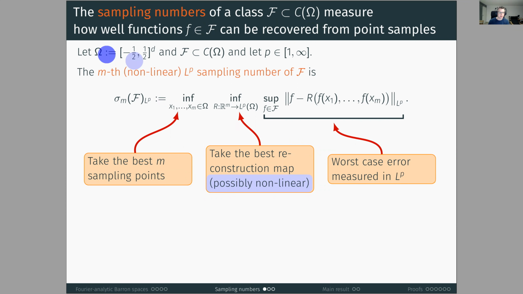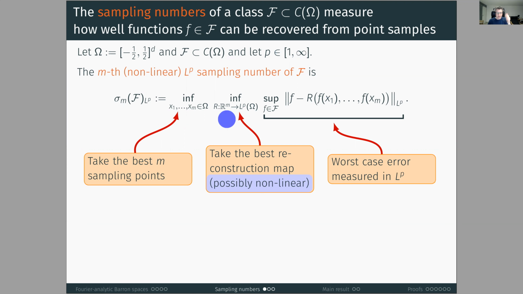We again work on the unit cube, and we have some known function class curly F of continuous functions on Omega, and we will measure the error in L^p for some p. And then the m-th nonlinear L^p sampling number of this function class curly F is defined as follows. You take the infimum over all possible sampling points, so you are free to place the sampling points anywhere you want. And you take the infimum over all reconstruction operators, so these are arbitrary maps from R^m to L^p.